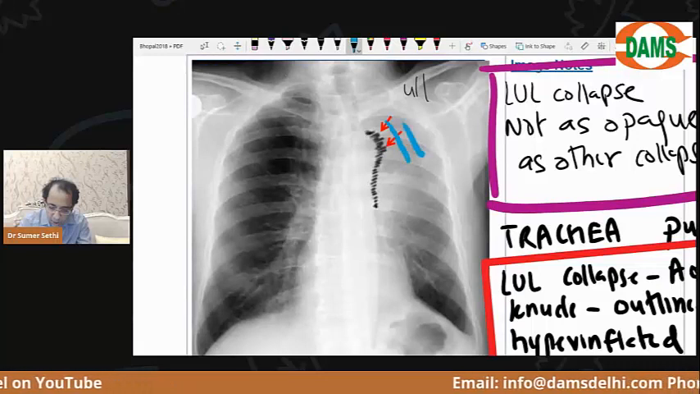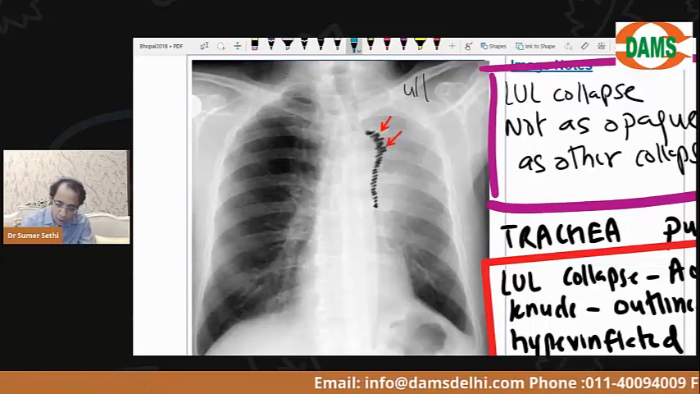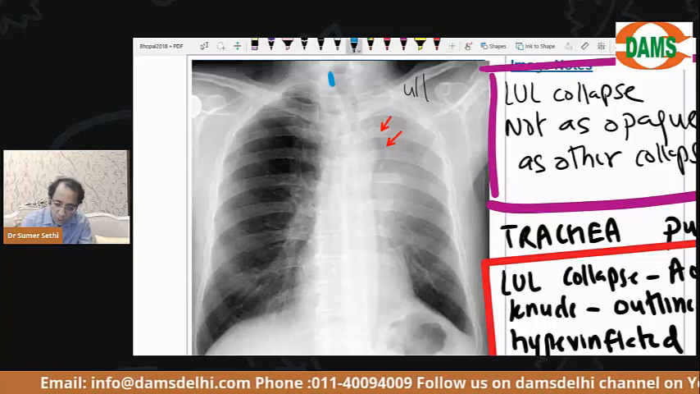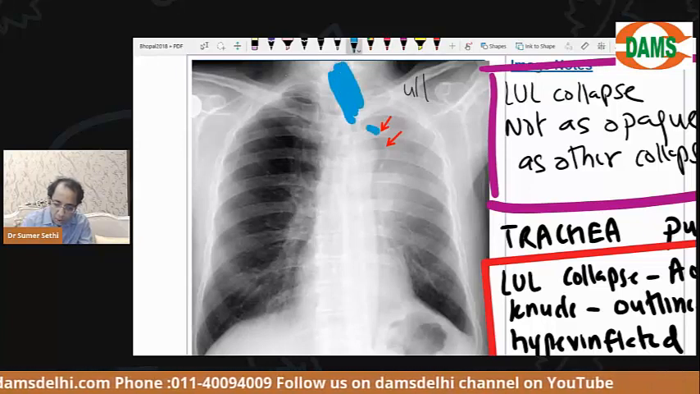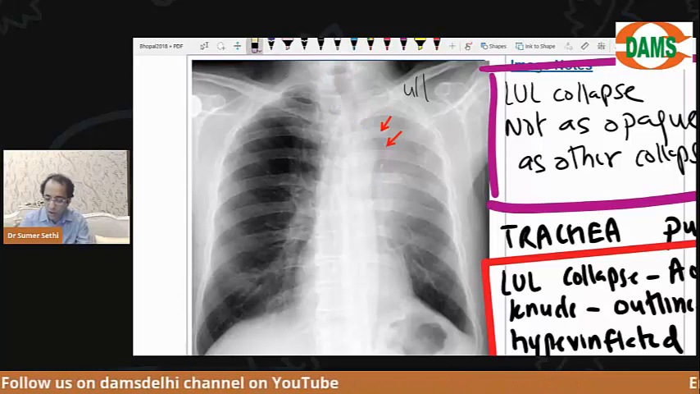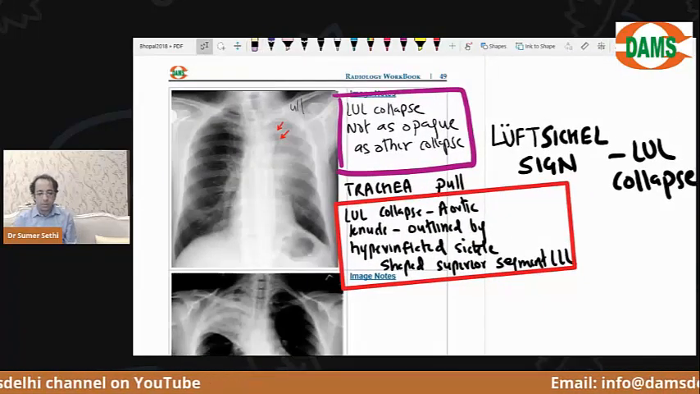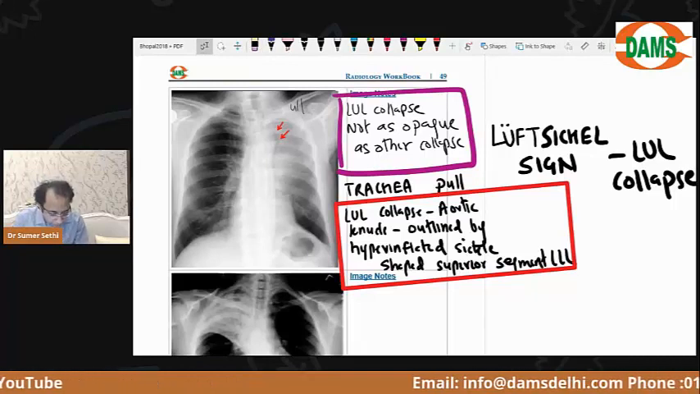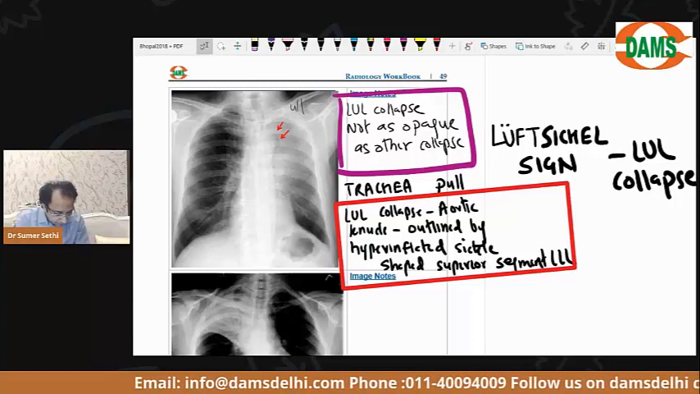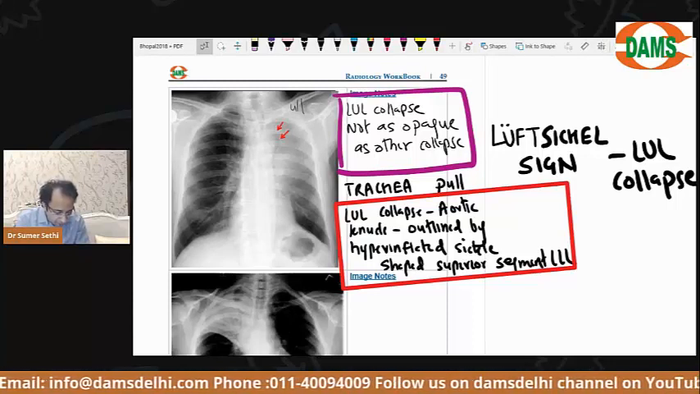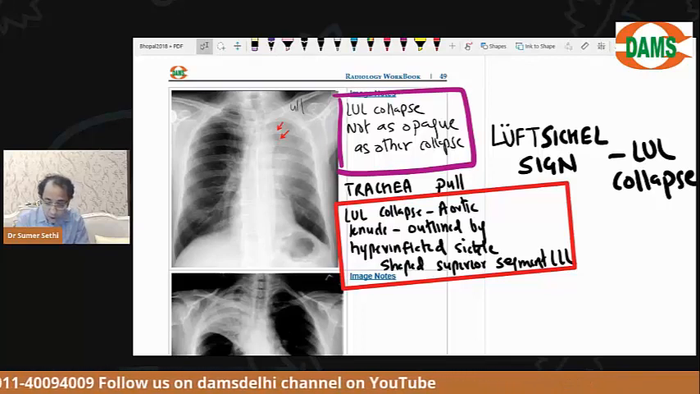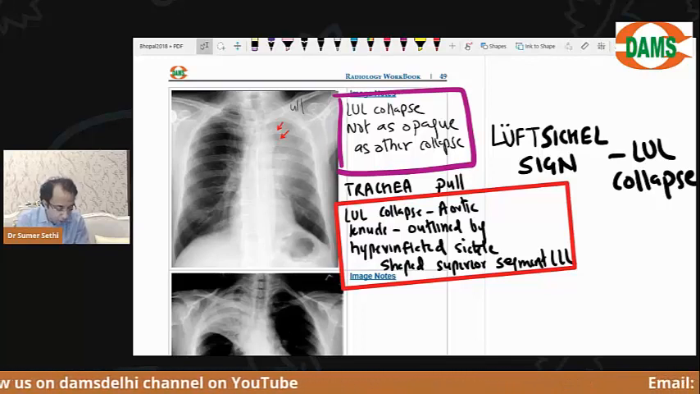This haziness that you see here, that is a collapse. Why collapse? Sir, why can't it be pneumonia? Because the trachea is pulled and you can see the Luft-Sichel. These two are indicators of left upper lobe collapse. And I already promised you that left upper lobe collapse is the most difficult collapse to identify on the X-ray.